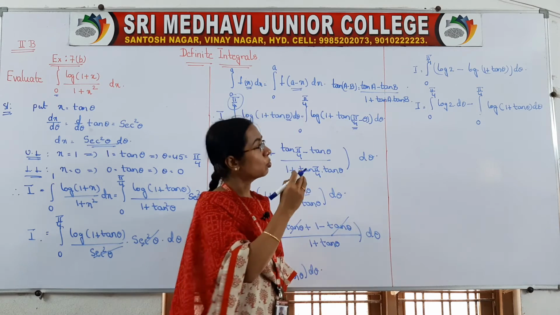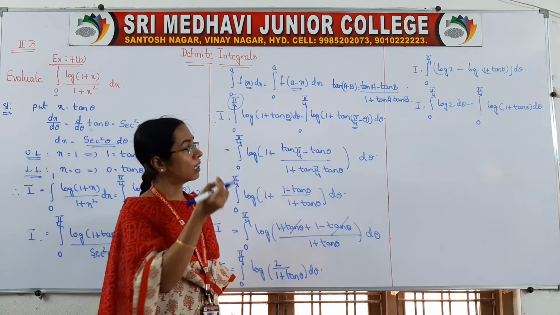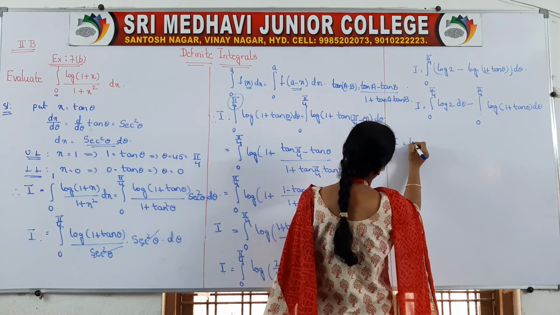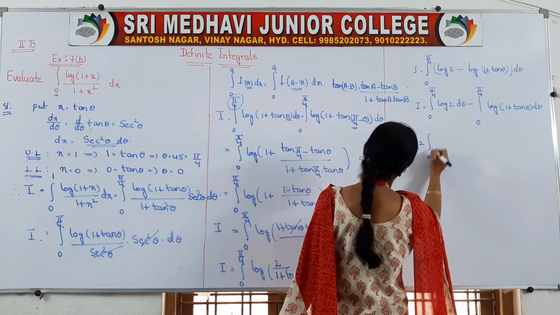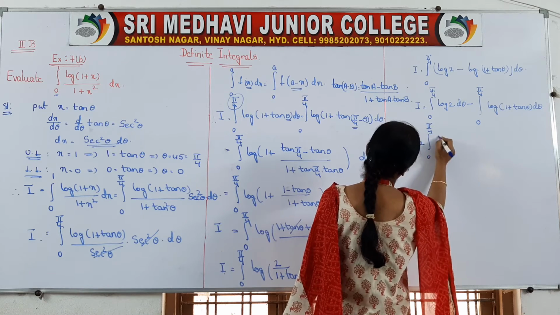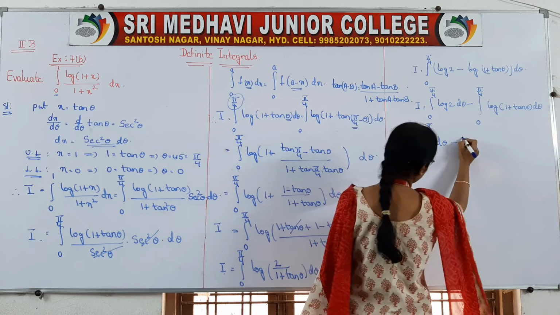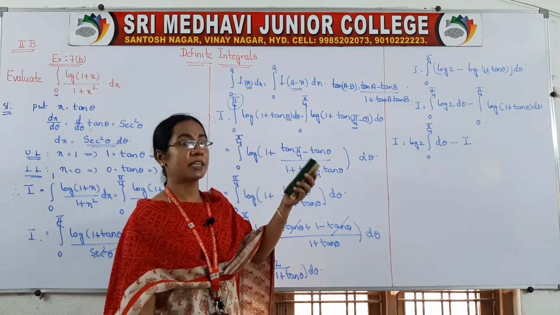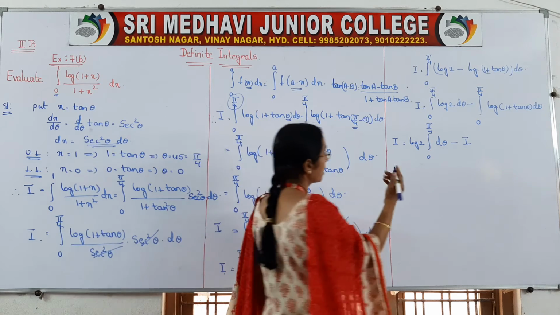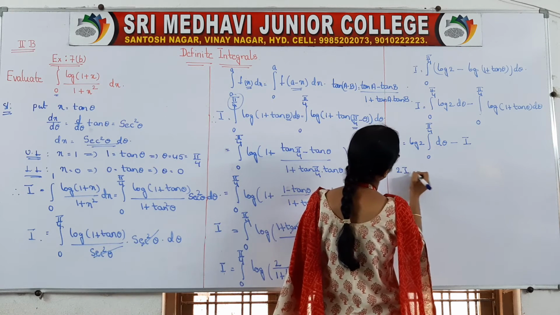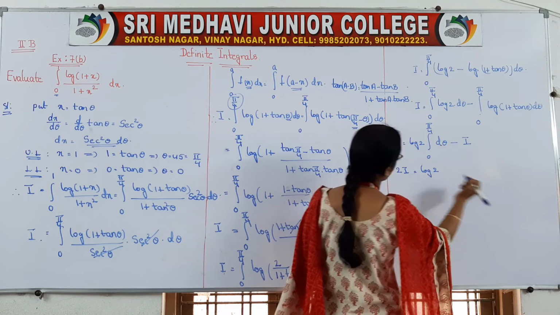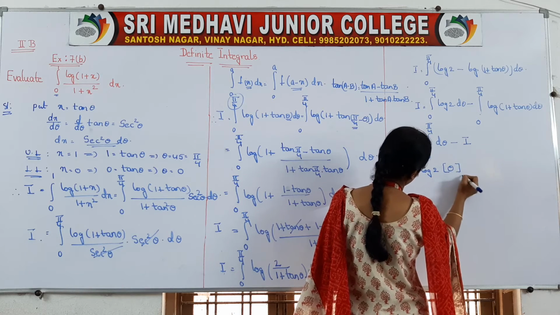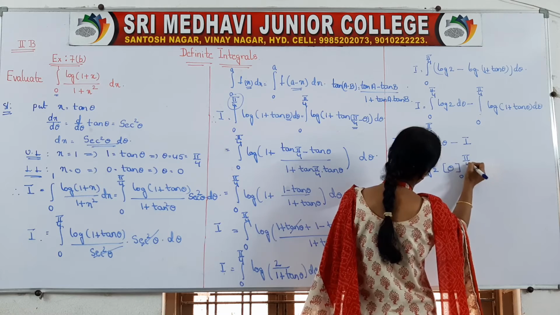Log 2, 2 is a number, so log 2 is a constant, and it goes outside. So I is equal to log 2 outside, integral 0 to pi by 4 d theta, minus, what is this? Integral 0 to pi by 4 log of 1 plus tan theta d theta is I. So I plus I, 2I, is equal to log 2 into integral d theta, which is theta, from 0 to pi by 4.